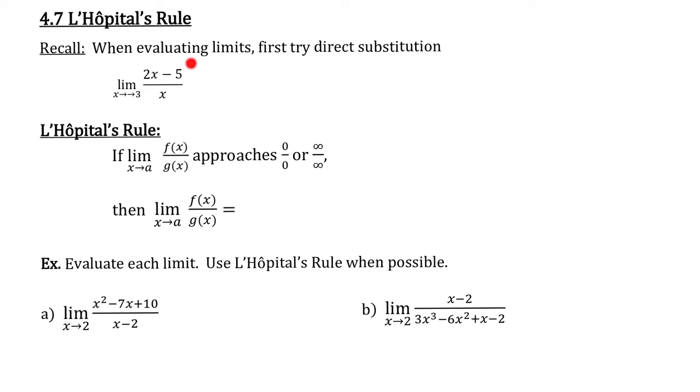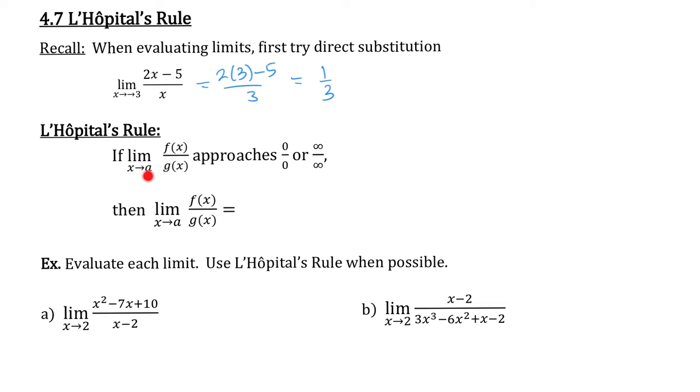Okay, so remember when you're evaluating a limit, the first thing is we just try to do direct substitution. So this is the limit as x approaches 3 of (2x minus 5) over x. So we would just plug in 3. So 2 times 3 minus 5 over 3. So 6 minus 5 is 1. So the limit is 1/3. Easy.